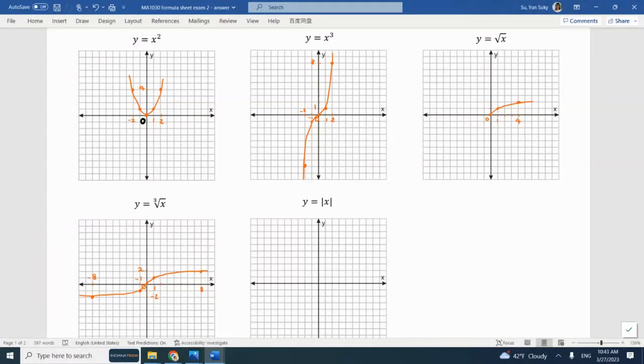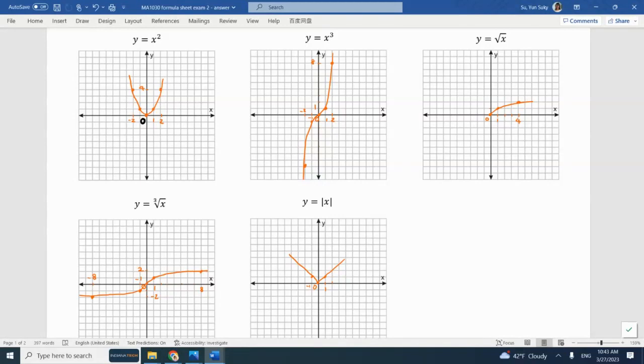Absolute value of x. 0, 0. And then 1, 1. 2, 2. You know, absolute value is gonna be like a V shape, right? Lines, right? So 1, 1 is enough, and also -1, -1. So that's enough. Okay. So you just need 3 key points for absolute value of x.